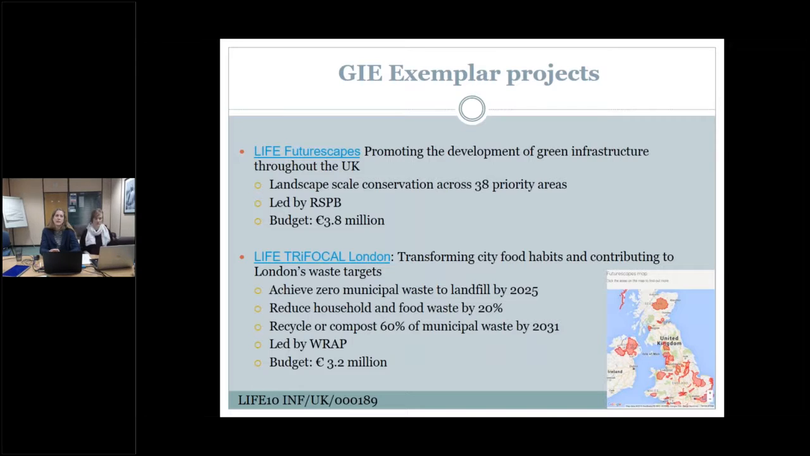LIFE Trifocal London is another great project transforming food habits in London and contributing towards London's waste targets, trying to achieve zero municipal waste to landfill by 2025, reducing household and food waste by 20%, and recycling and composting 60% of municipal waste by 2031.